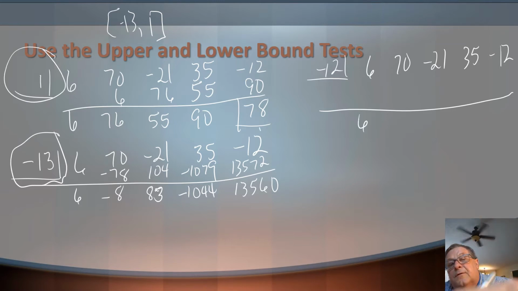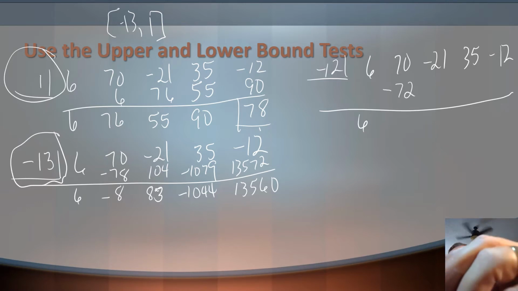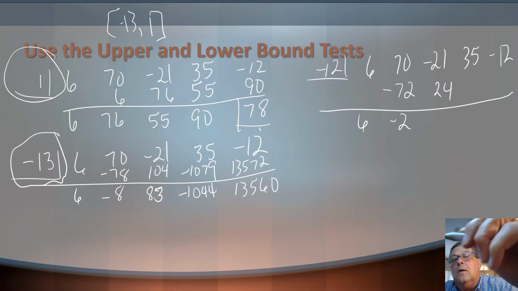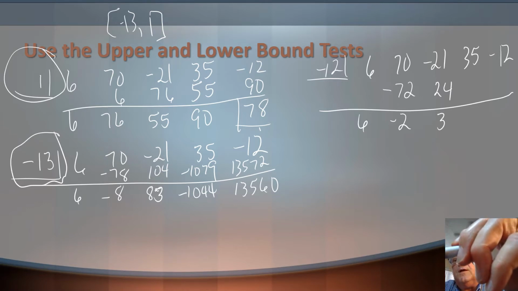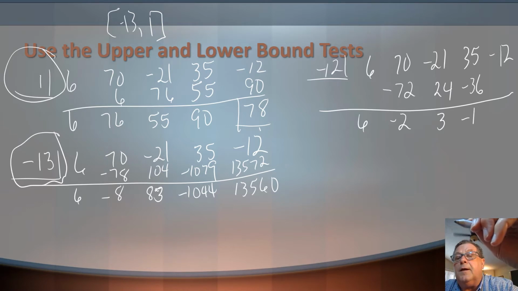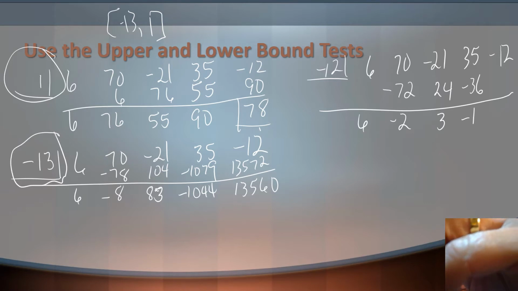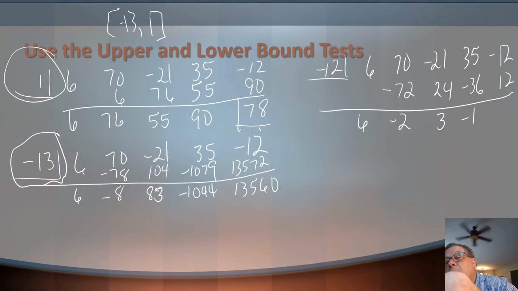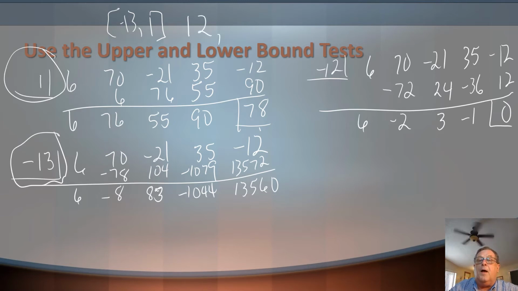All right, let's bring down the 6. Negative 12 times 6 is negative 72. 70 minus 72 is negative 2. Negative 12 times negative 2 is 24. Negative 21 plus 24 is 3. Negative 12 times 3 is negative 36. 35 minus 36 is negative 1. Well, Shazam. And negative 12 times negative 1 is what? 12, positive 12. And negative 12 plus 12 is 0. So negative 12 is one of my real zeros. And I got 3 possibly more.